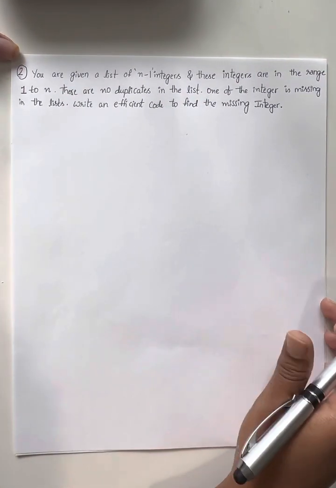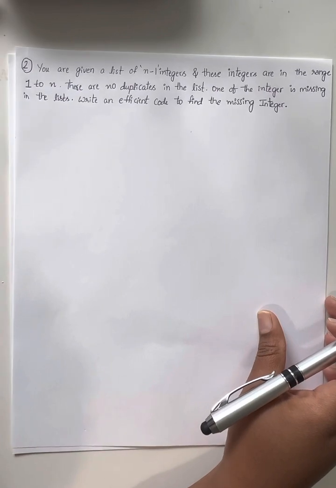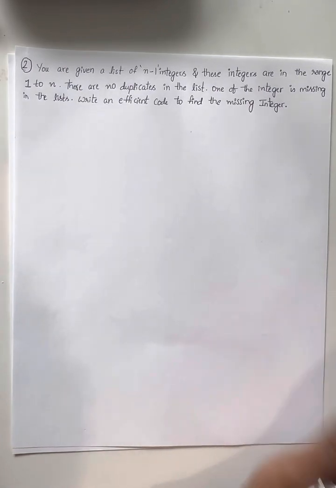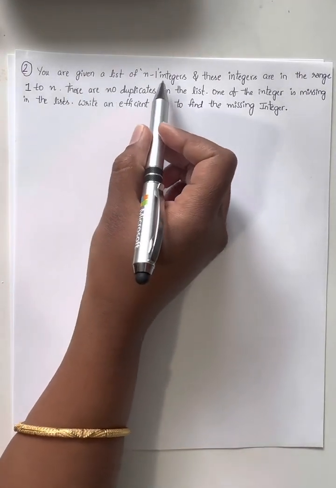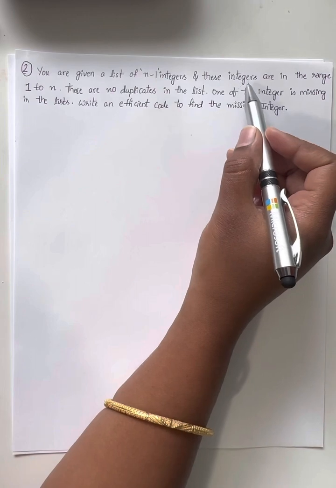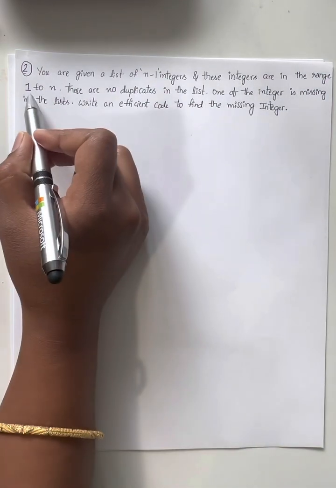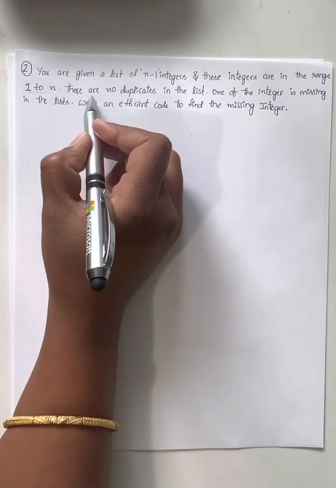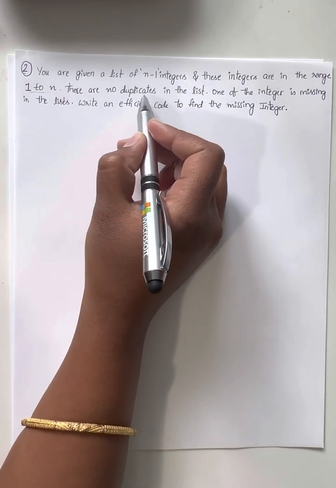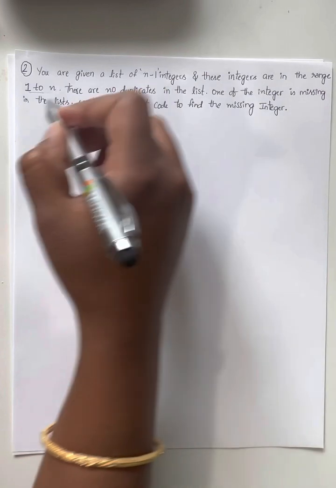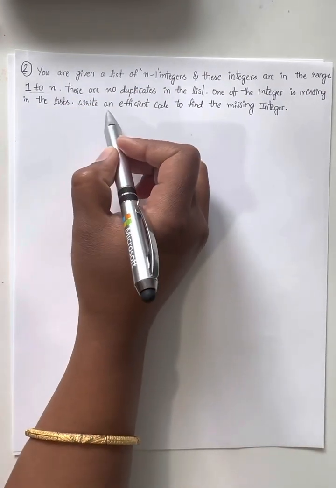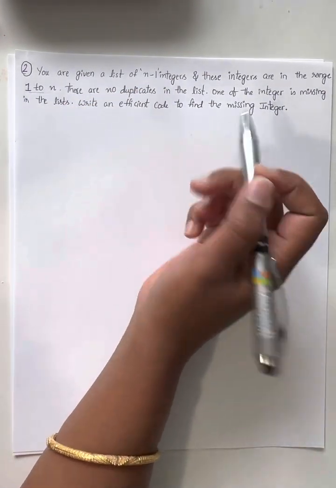In this video, I'm going to solve the second question in my assignment. So let's see what is the question. You are given a list of n-1 integers and these integers are in the range 1 to n. There are no duplicates in the list. One of the integers is missing in the list. Write an efficient code to find the missing integer.